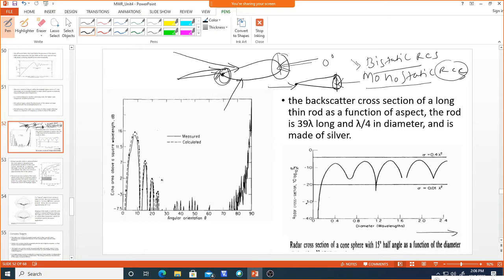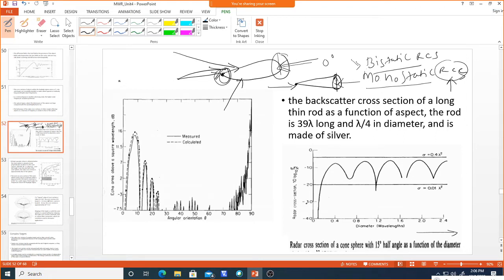So now this is the echo. When the angular variation of the incident signal is varied, both calculated and measured values are nearly comparable. As I discussed in the last class, there are two methods to measure the RCS practically: bistatic RCS and monostatic RCS.